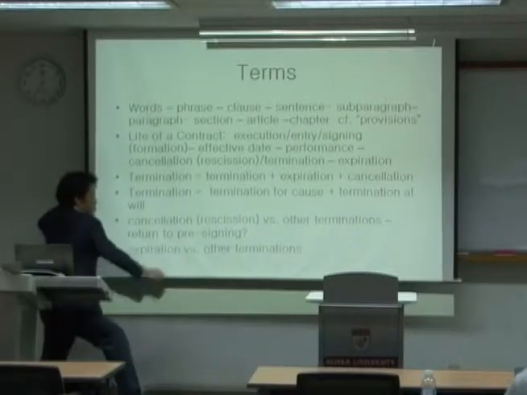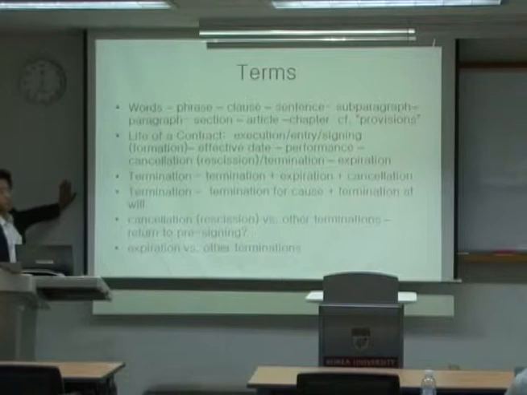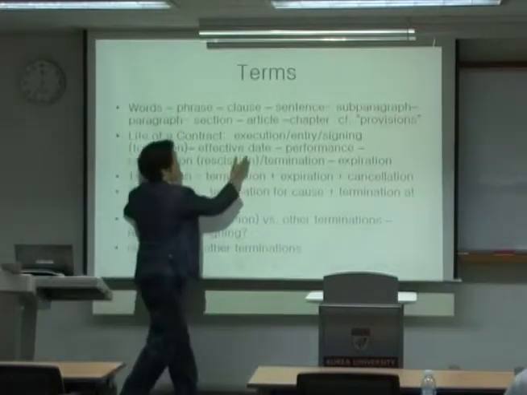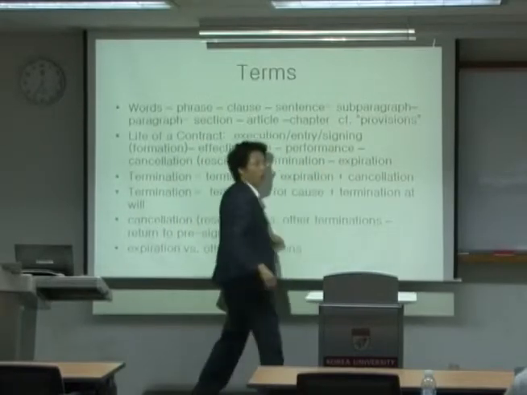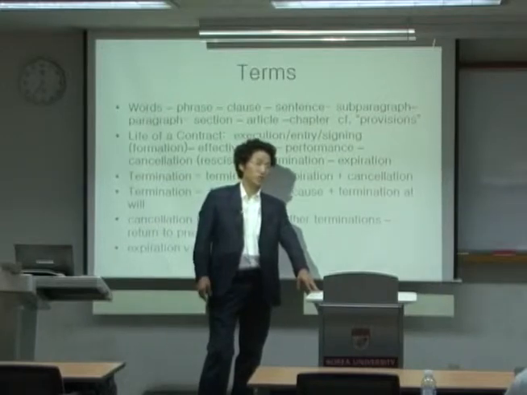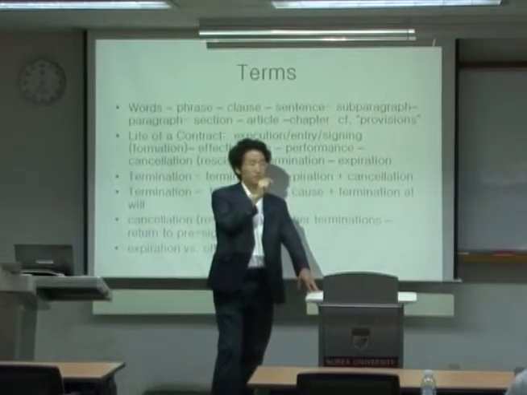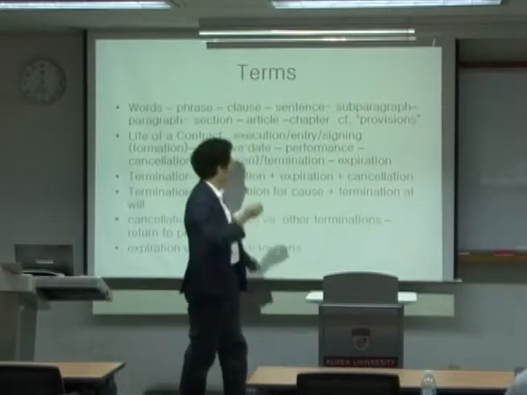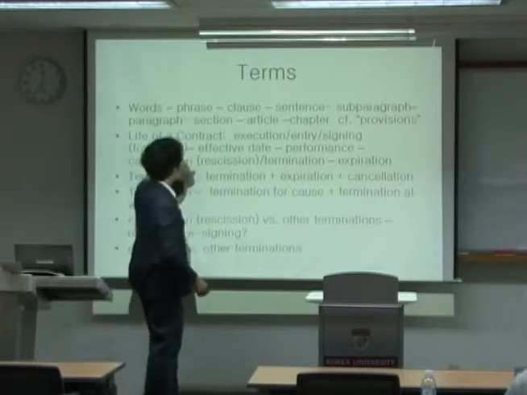Expiration. What is expiration? Natural death of a contract. Okay, if a contract has 10-year terms, and when the contract hits the 10-year mark, it disappears. Okay? So you can see, 3 different ways of calling a contract dying. Okay? And you want to use the correct term when you negotiate with the other side. Okay? Are you talking about cancellation?